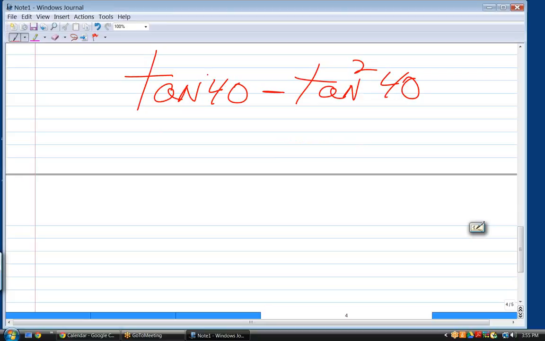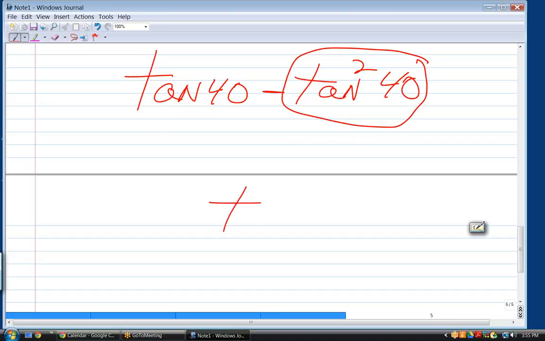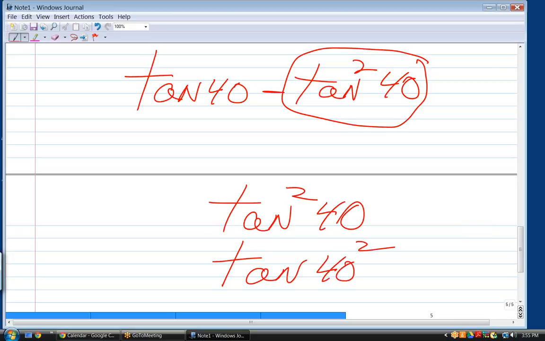Put it into a calculator, figure out what the tan of 40 is. Now, it's important to realize that what that is, is tan of 40 times tan of 40. There is a big difference between these two statements. This, I would take 40 and square it, take the tan of that number. This, I take the tan of 40 and multiply it by the tan of 40. So that's the difference between where that 2 is.